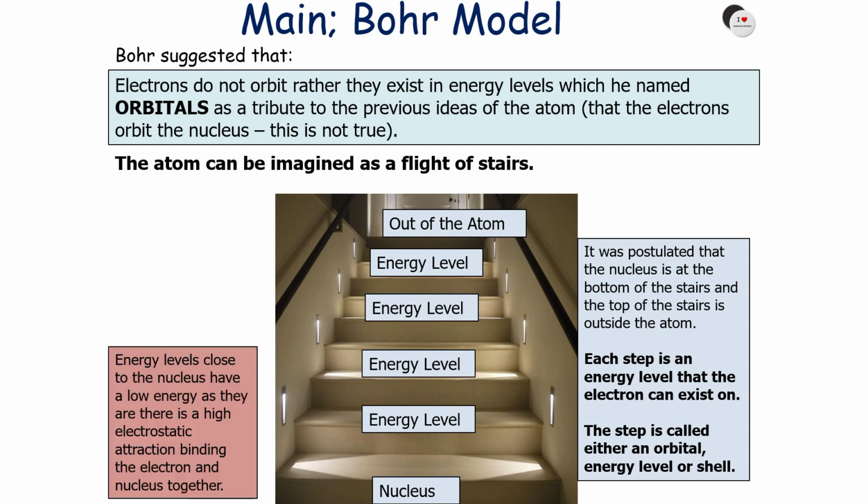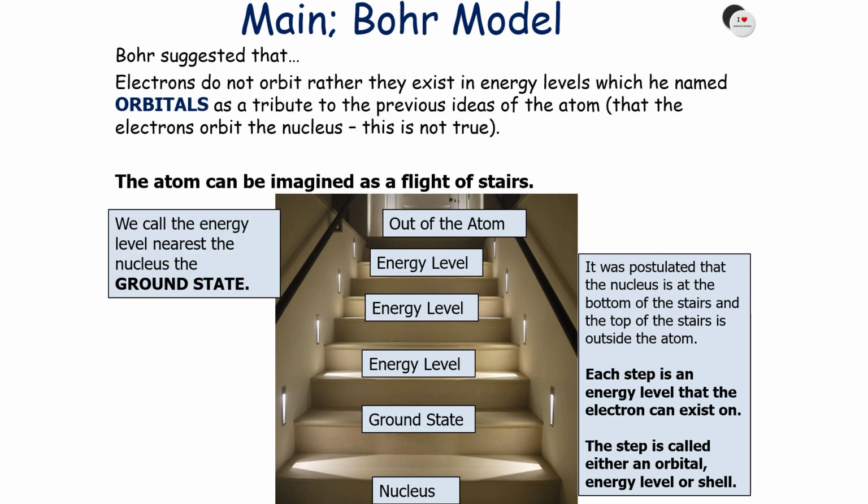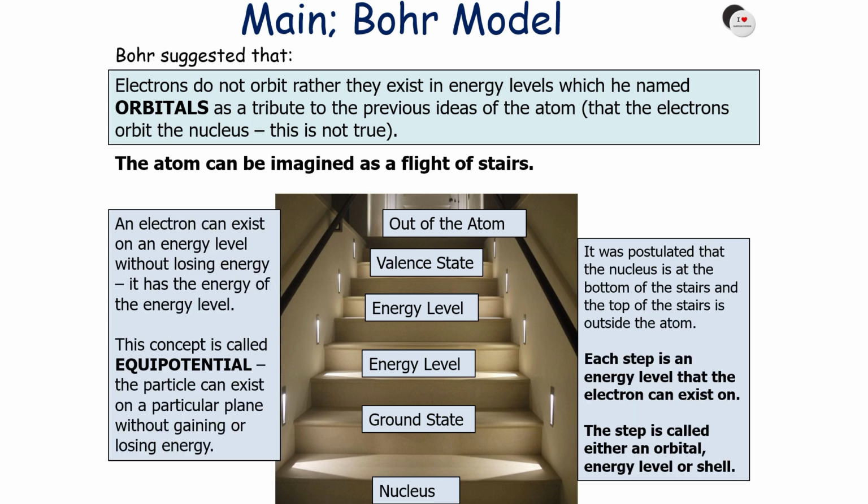Now the energy levels close to the nucleus have a low energy because there's a high electrostatic attraction binding the electron and the nucleus together. The energy levels far away from the nucleus have a high energy as they have a low electrostatic attraction binding the electron and the nucleus together. We call the energy level nearest the nucleus the ground state. We call the outermost energy level from the nucleus the valence state. Now an electron can exist on an energy level without losing any energy. It has the energy of that level, but electrons cannot ever exist between the energy levels.